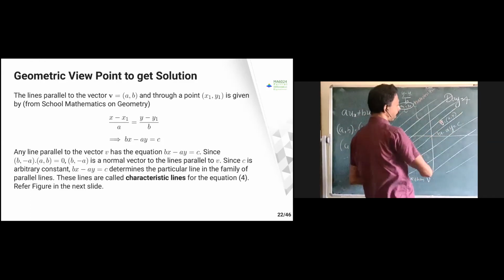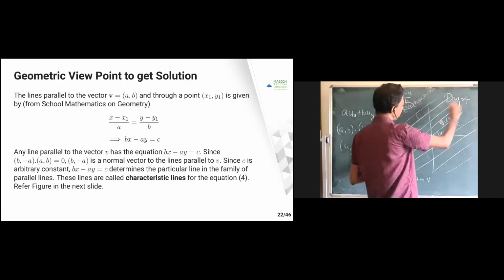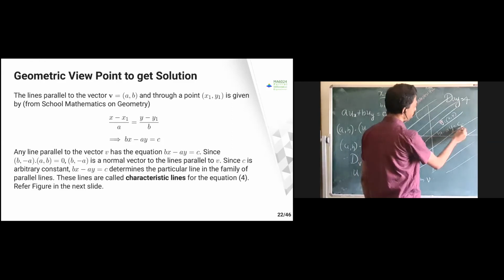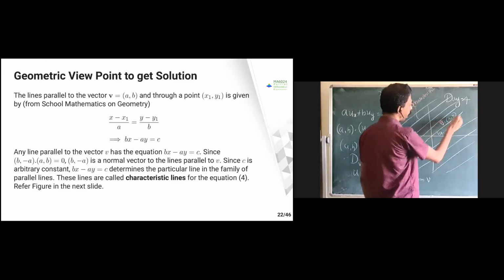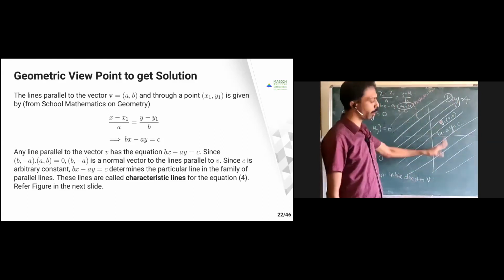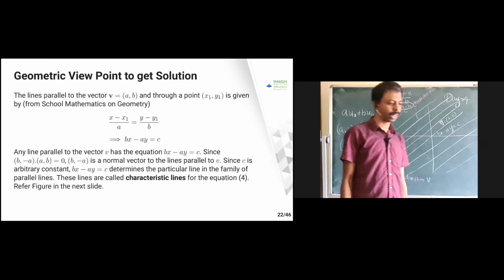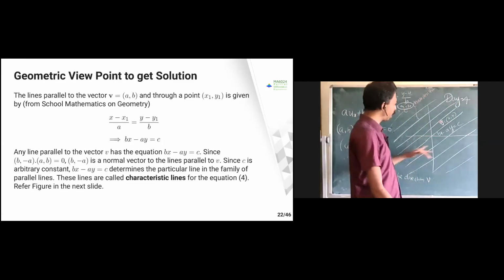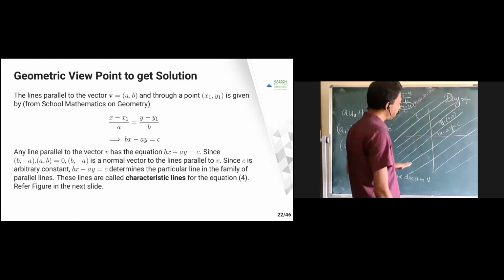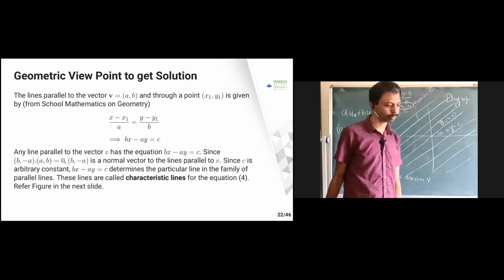So for each one I will trace some lines of equation. For example, bx minus ay equal to 1 or 10 gives one equation, and minus 1 or minus 10 gives another. Any line parallel to the vector v equal to (a, b) has this equation, bx minus ay equal to c.